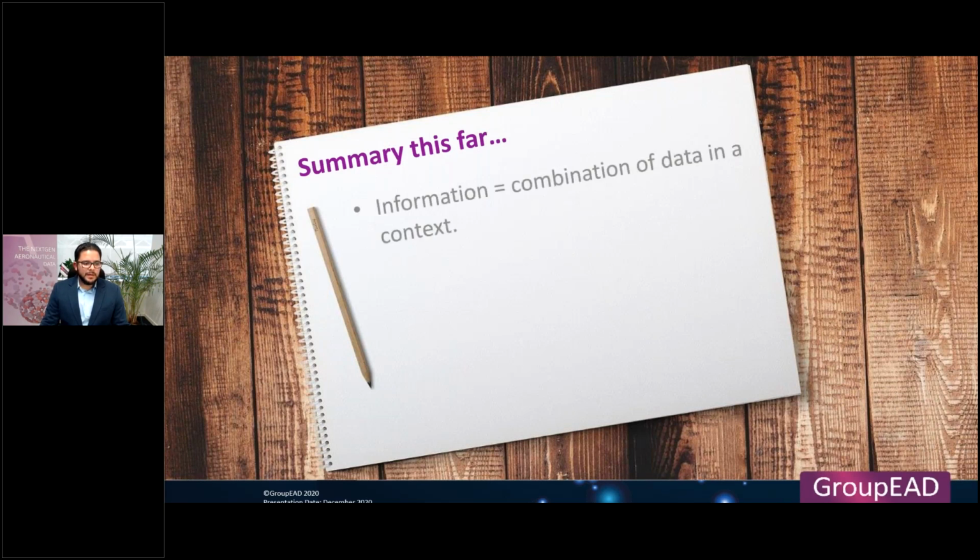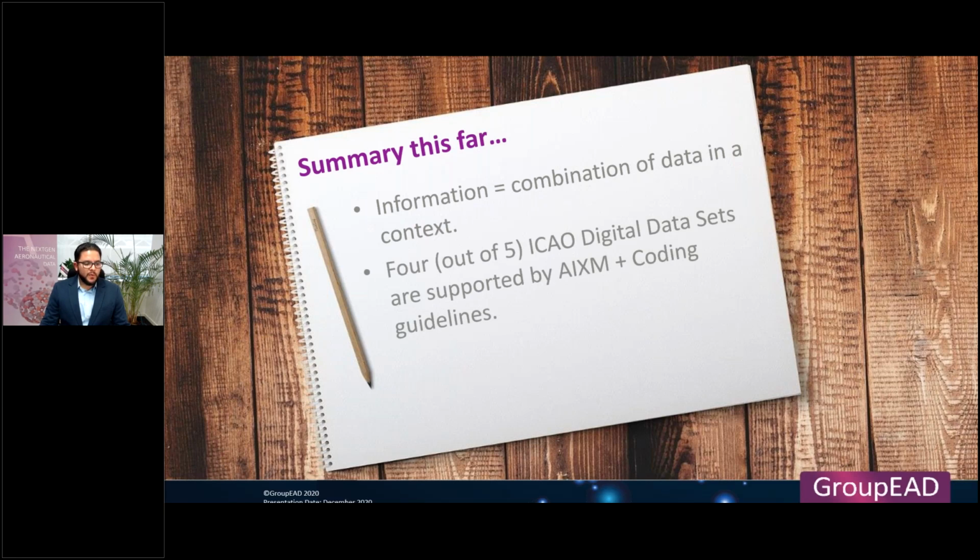And the first conclusion is that information is actually equal to the combination of data in a specific context. Also that 4 out of 5 ICAO digital data sets are supported by AIXM and closed coding guidelines. And also that the data provision should start from originators through AIS to users in data format.